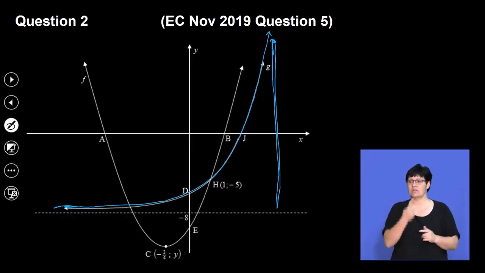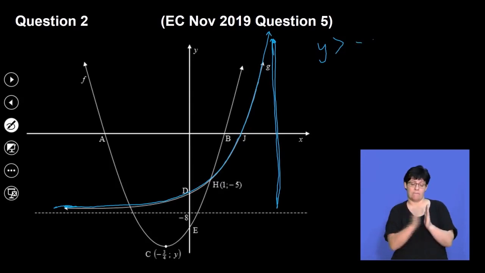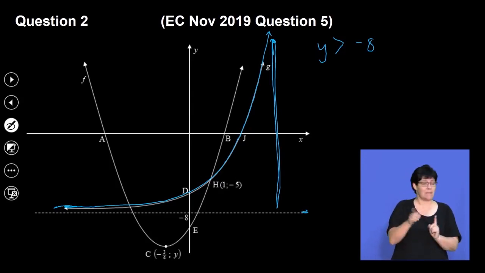So we can say that y is all values that are greater than negative 8. We don't include negative 8, of course, because the function never actually is equal to negative 8. It approaches that asymptote, but is never actually equal to it.